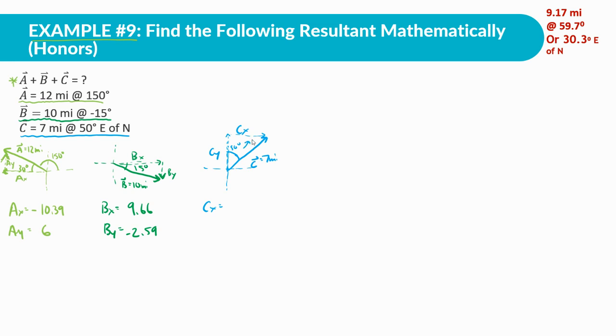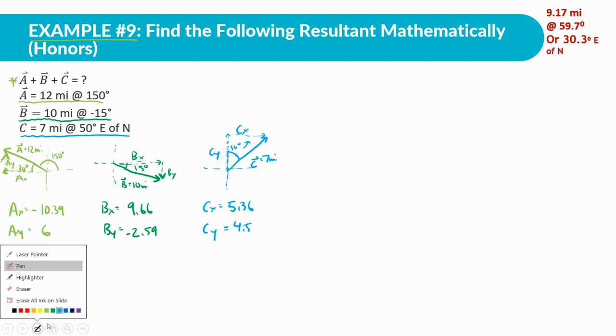So 7 times sine of 50 is equal to 5.36. And again, that's going to the right, so that's positive. And C sub y is equal to 7 times cosine of 50. And that's going up, so that's positive. So it's 4.5.